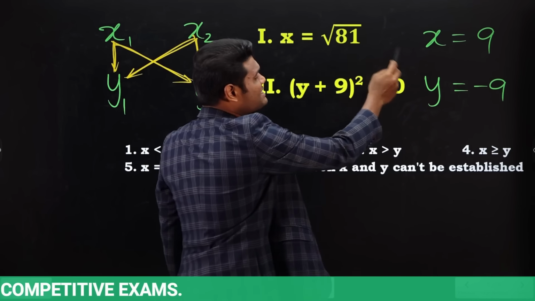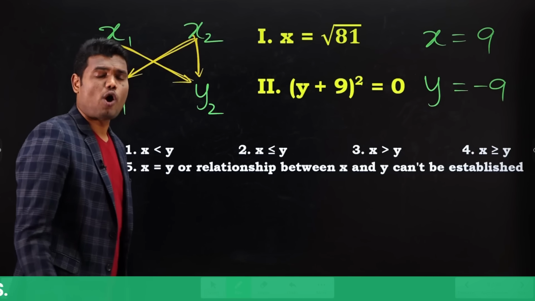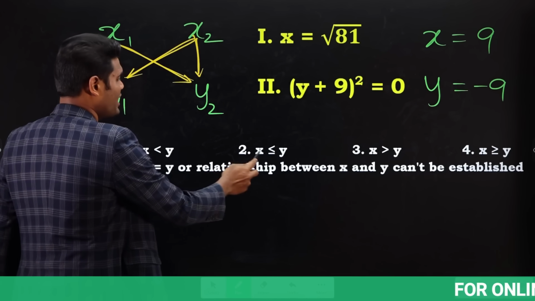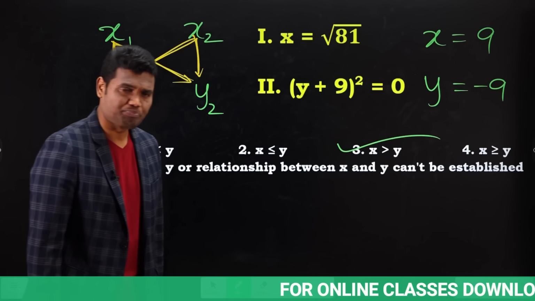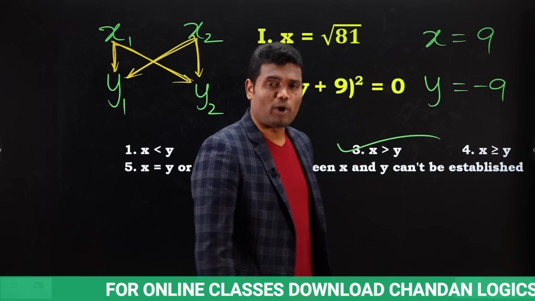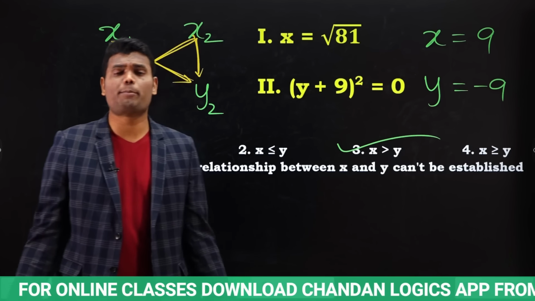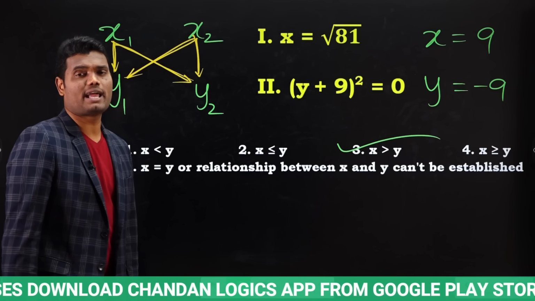Now look here, x is positive, y is negative. X is positive, y is negative means obviously I can say x is greater than y. So x greater than y means option 3 is going to be the answer. Is that clear? X value plus 9, y value minus 9. So x value is positive, y value is negative. Obviously positive is greater than negative. So we can say answer is x greater than y.